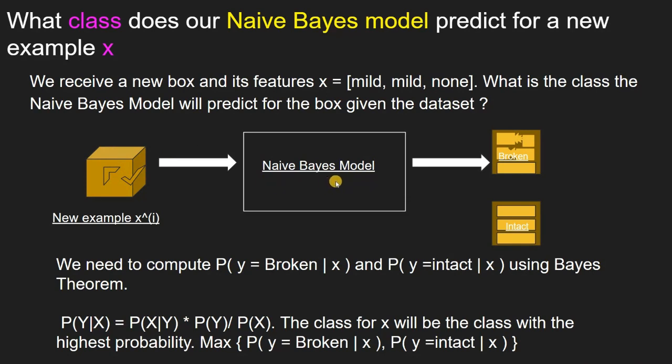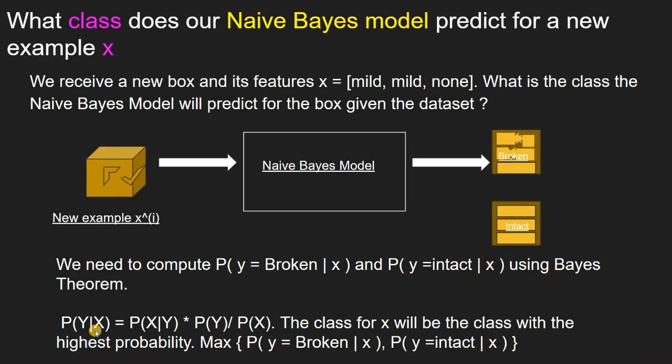And we want to know what class our naive Bayes model is going to predict for this box, or for this example. It's going to predict that the box has broken wood in it, or that it has intact wood in it. There are two classes. So for the naive Bayes model to do this, we need to compute the probability that y is equal to broken given our example x, and the probability that y is equal to intact given our example x, using Bayes theorem.